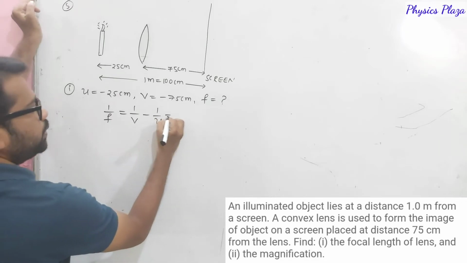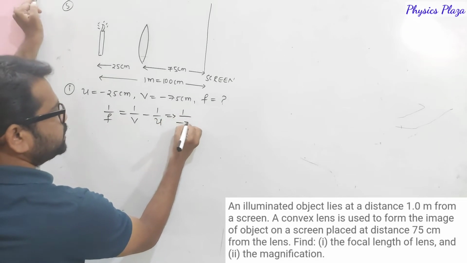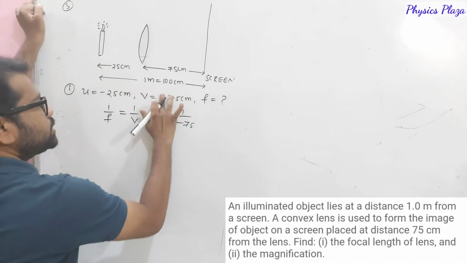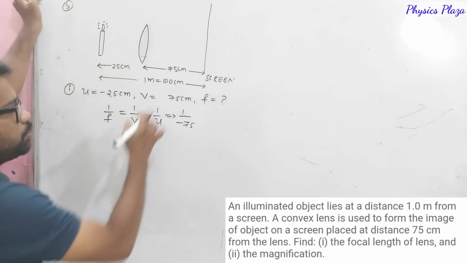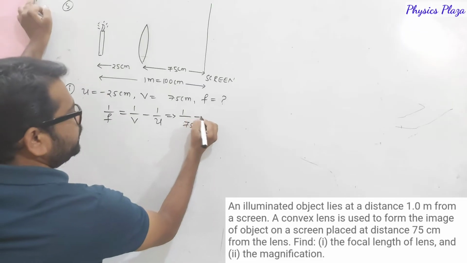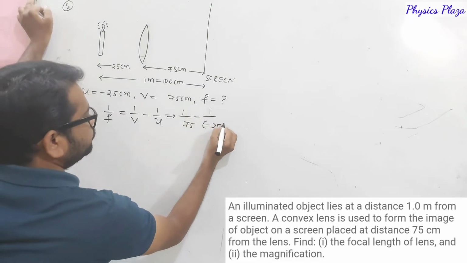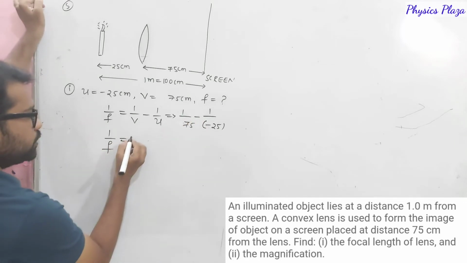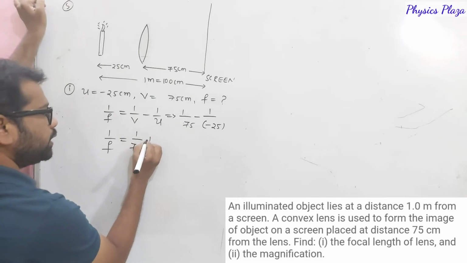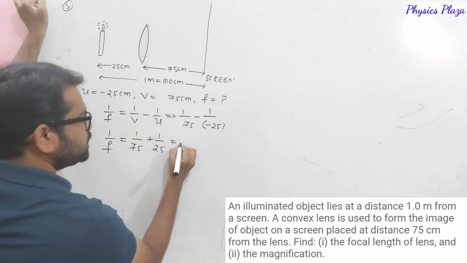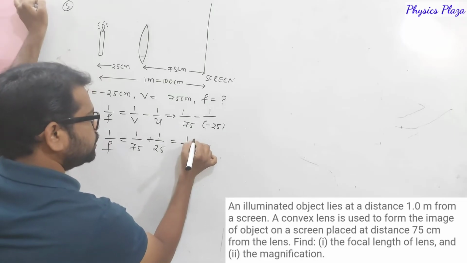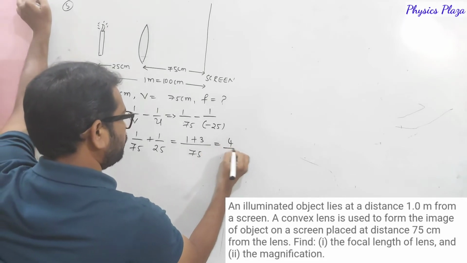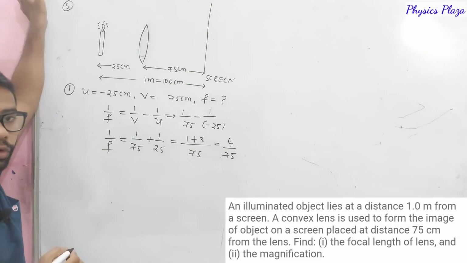1 by f is equal to, what will happen? 1 by v is 75. Image distance, children, is measured in the direction of the incident light, so it is positive. And minus 1 by minus 25. So look here, 1 by f is equal to, children, here minus and minus make plus. So it is 1 by 75 plus 1 by 25. Here the LCM is going to be 75: 75 ones, 25 threes. So this is 4 by 75. So 1 by f is equal to 4 by 75.